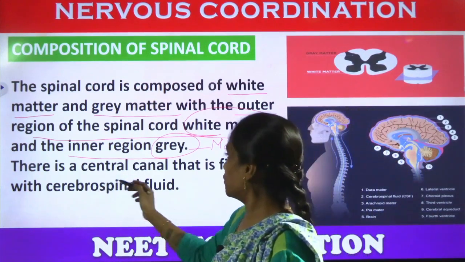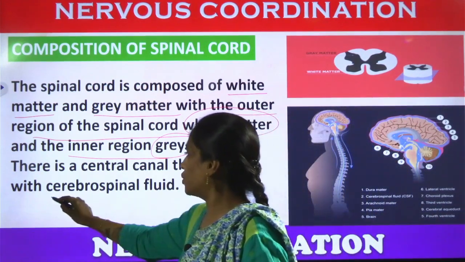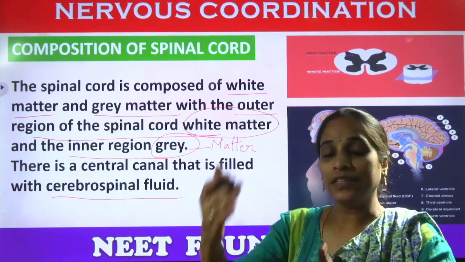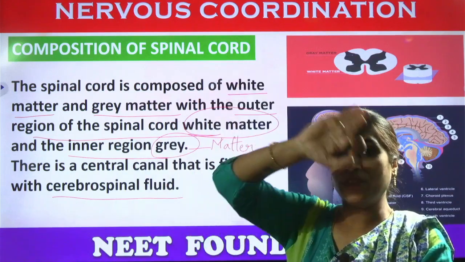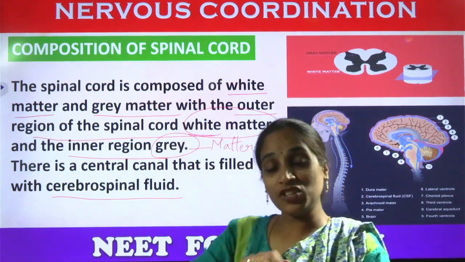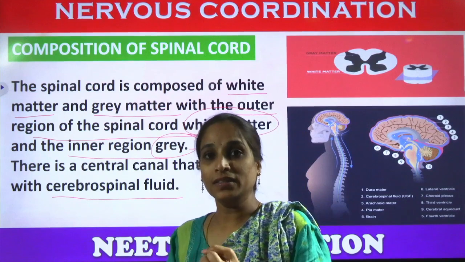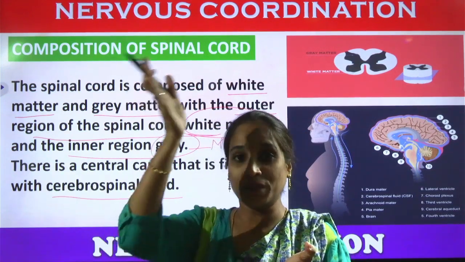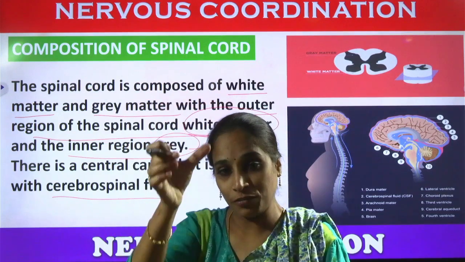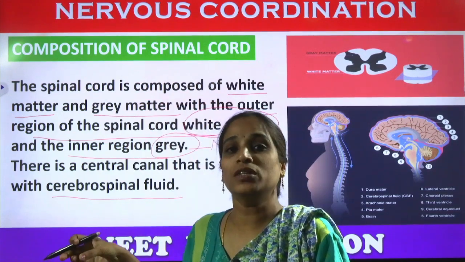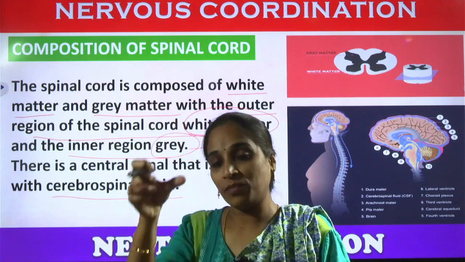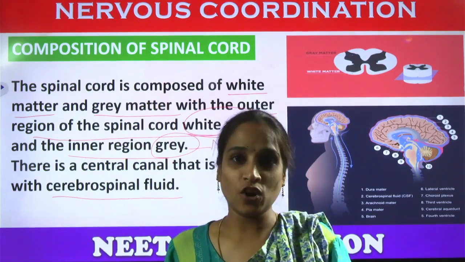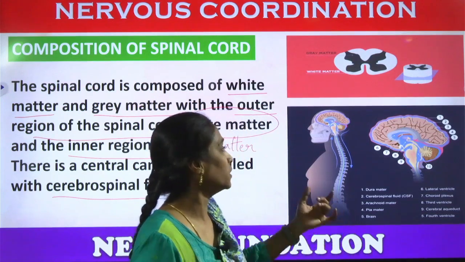So there is a central canal that is filled with a fluid called cerebrospinal fluid. Surrounding the brain we can observe the three meningeal membranes: pia mater, arachnoid mater and the dura mater, which surround the brain and enter into the brain cavity. From the brain cavity it enters into the brain stem, and from there it goes towards the surrounding regions of the spinal cord. So that is given very clearly in the picture.